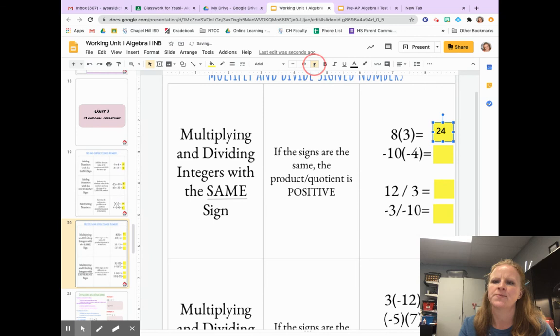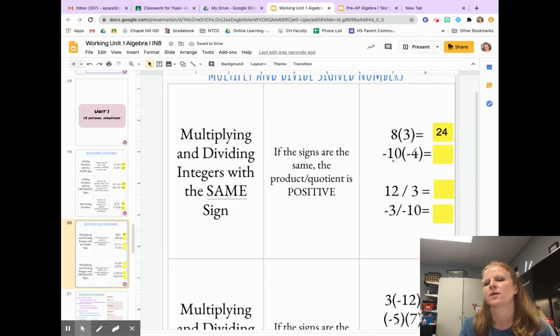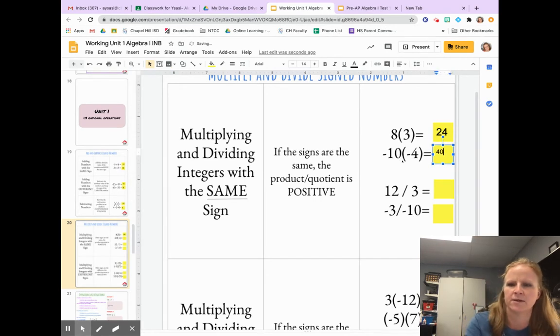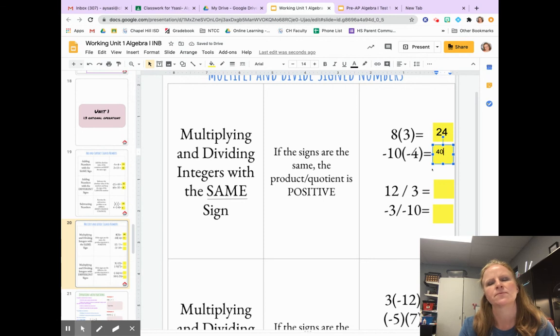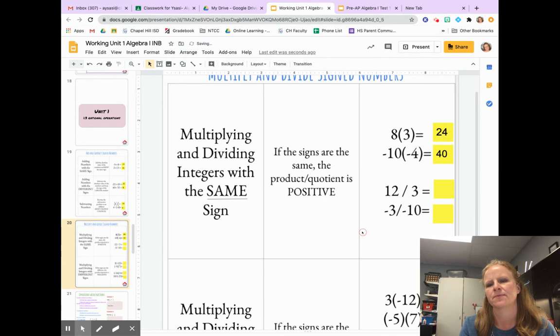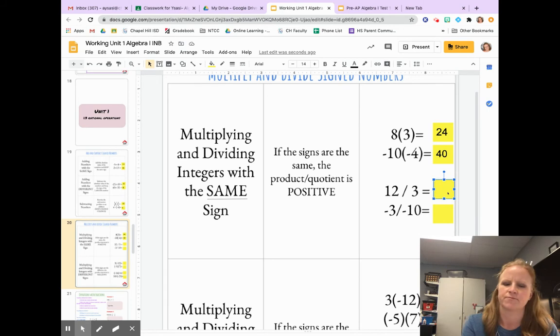Make it a little bigger. -10 times a -4. They are the same sign. So we make it positive. So 10 times 4 is 40. And make it bigger. This slash means divided by. So 12 divided by 3. It's just 4.